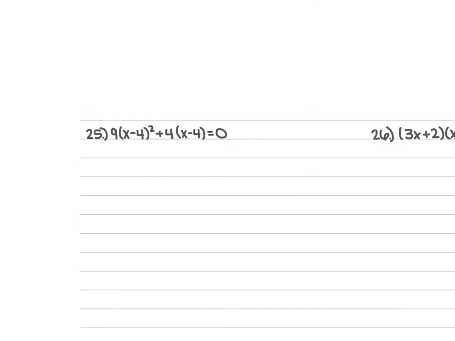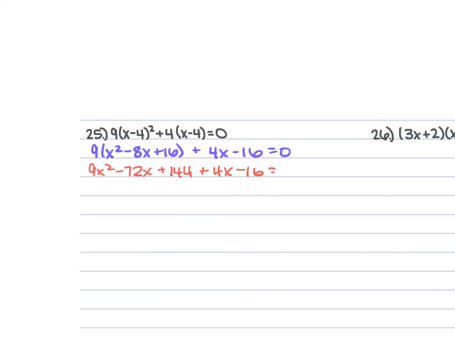For our next one, we have 9 times x minus 4 squared plus 4 times x minus 4 is equal to 0. Use your order of operations. You have to do the x minus 4 squared first. So that's going to be 9 times x squared minus 8x plus 16, plus, you can distribute that 4 as well, 4x minus 16 is equal to 0. From here, distribute the 9. So you're going to have 9x squared minus 72x plus 16 times 9 is 144, plus 4x minus 16 is equal to 0.